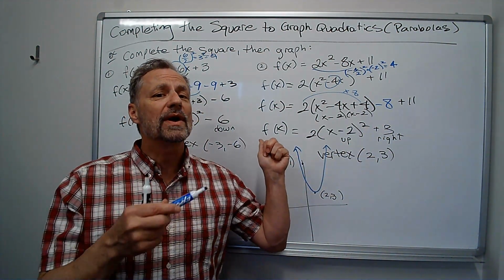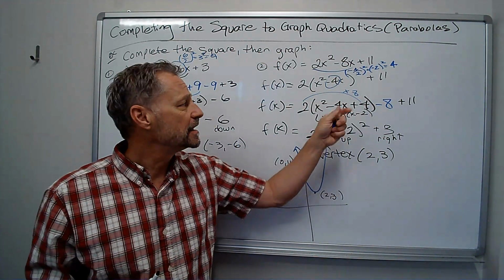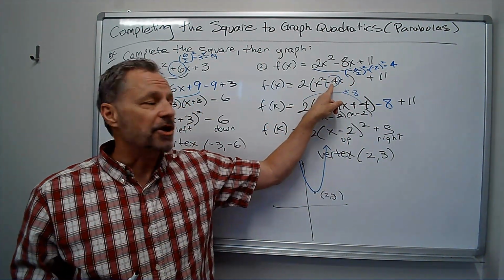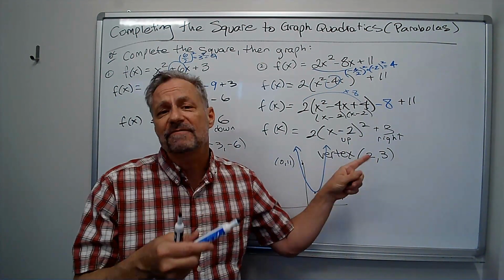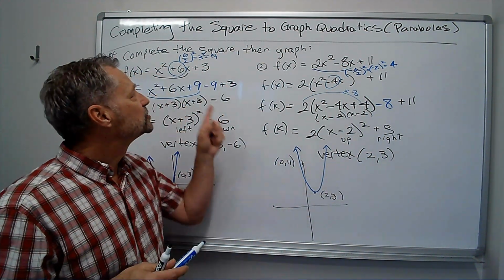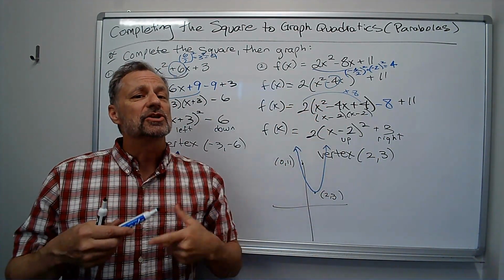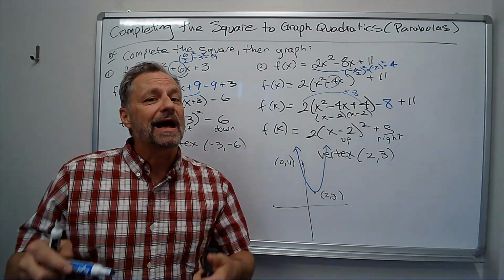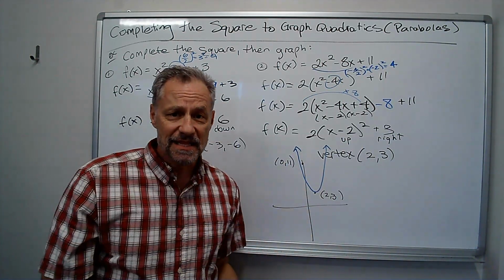This is not my favorite way to graph these. These could get really ugly. If this was an odd number when I did that, then taking half and square is a fraction that I have to add and subtract to that side. It's a mess. So I've got another way of doing this using x equals negative b over 2a. I'll link that video to the end of this.